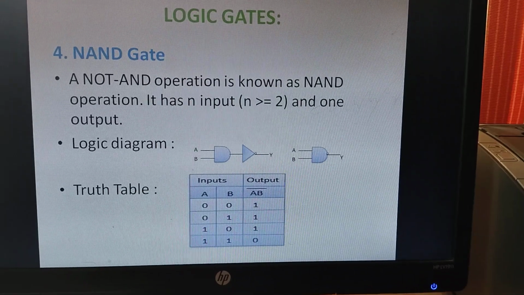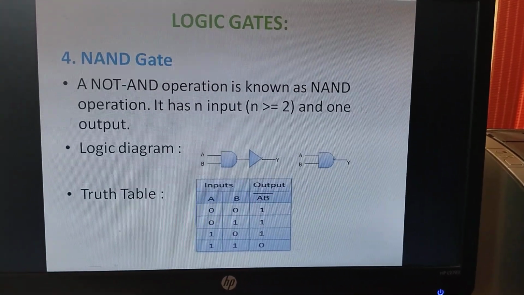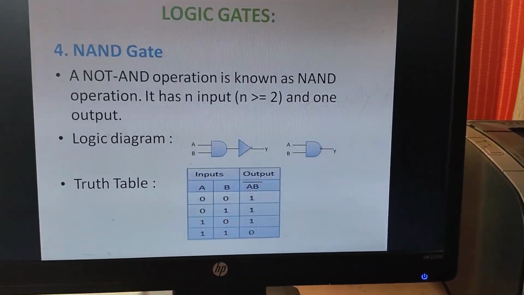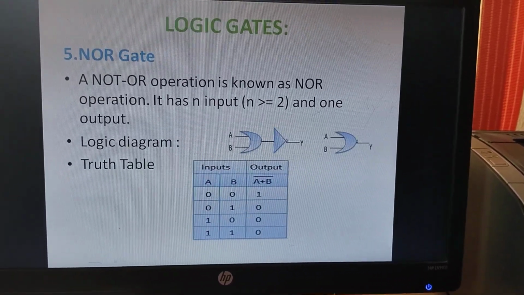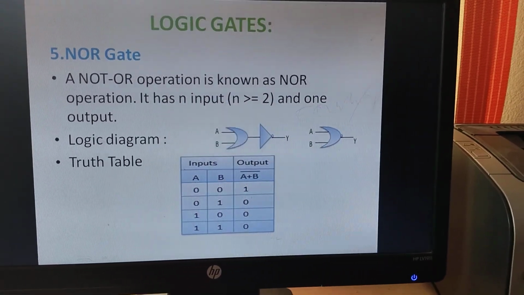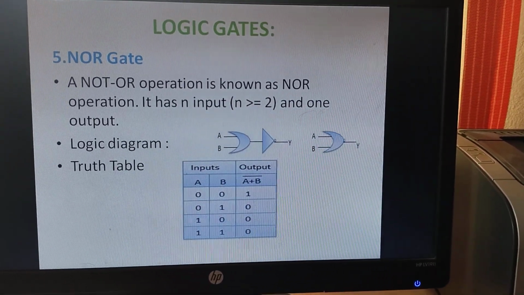Both inputs are 1, output will be 0. That is, first you have to perform the AND gate operation, then the NOT gate operation. Finally, it shows the output of the NAND gate. Next, the NOR gate is a combination of NOT and OR operations, known as the NOR operation.